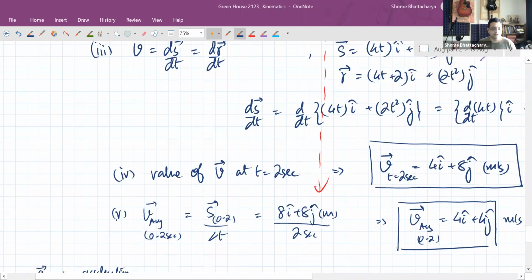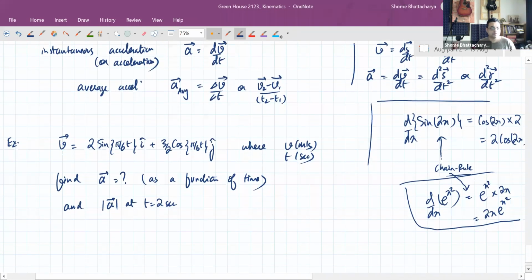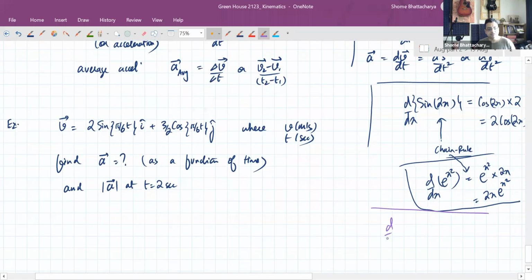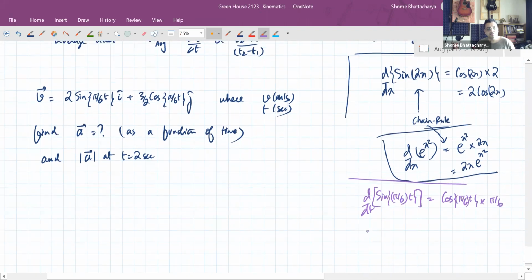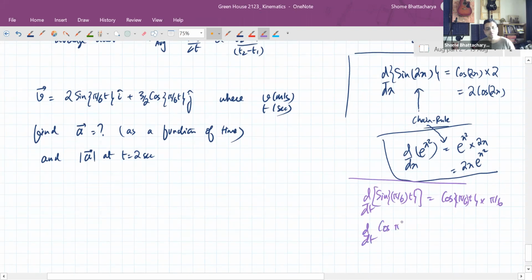Your answers are correct, Sean. Now let's work this out. So basically, see, when you're differentiating this term, d by dt of sine pi by 6t, what will happen is this will become cos pi by 6t, multiplied by differentiation of this term, so pi by 6. And similarly, differentiation of cos pi by 6t will actually become minus sine pi by 6t, whole thing multiplied by pi by 6.